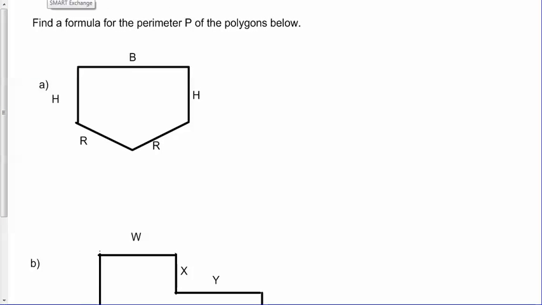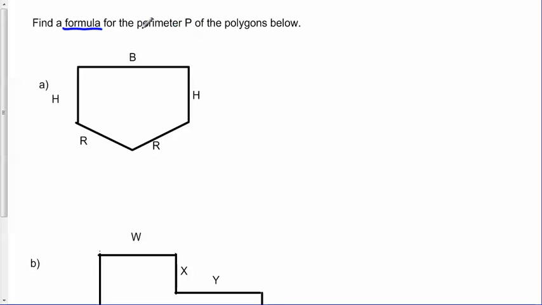So we want to be sure that we're familiar with what we're being asked to do here. So let's take a look. We're being asked to find a formula. And so a formula is like an equation, but it's just going to have more than one variable running around in it. So we're going to expect to be using lots of different variables in our formula.